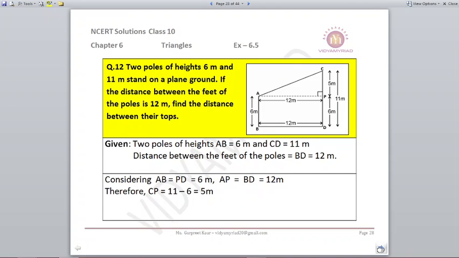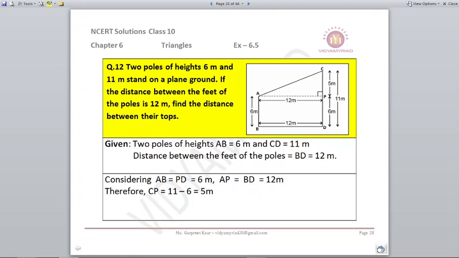Question number 12. Two poles of height 6 meters and 11 meters stand on a plain ground. If the distance between the feet of the poles is 12 meters, find the distance between their tops. Now, according to this information, we have AB and CD as two poles, which are 6 meters and 11 meters. Here the distance between the poles is BD, that is 12 meters. So, AP will also be 12. So, what is PD? PD will be same as AB, that is 6 meters.